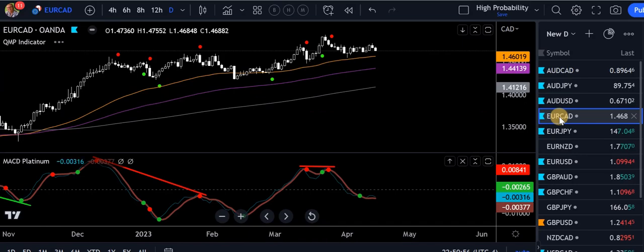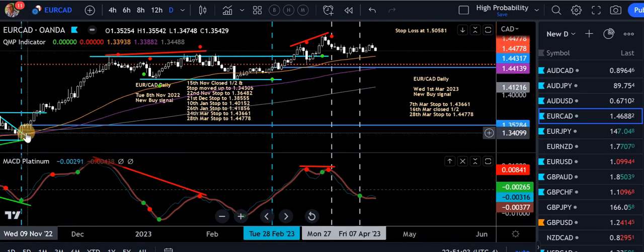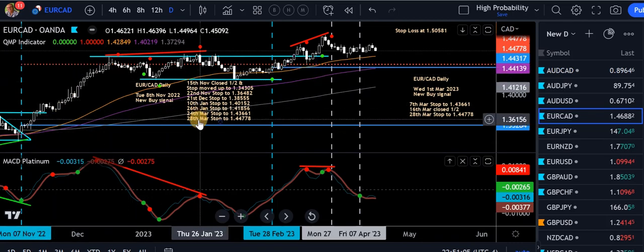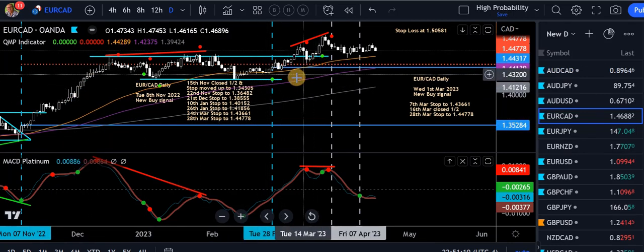Euro CAD. Hopefully we're in a buy, or in a couple of buys. Now here's an old one back here. 8th of November. We're still in that. There's a stop for that. There's all the trade management. We can't lose on that. So that's a good profit. Stops right up, nice and tight.